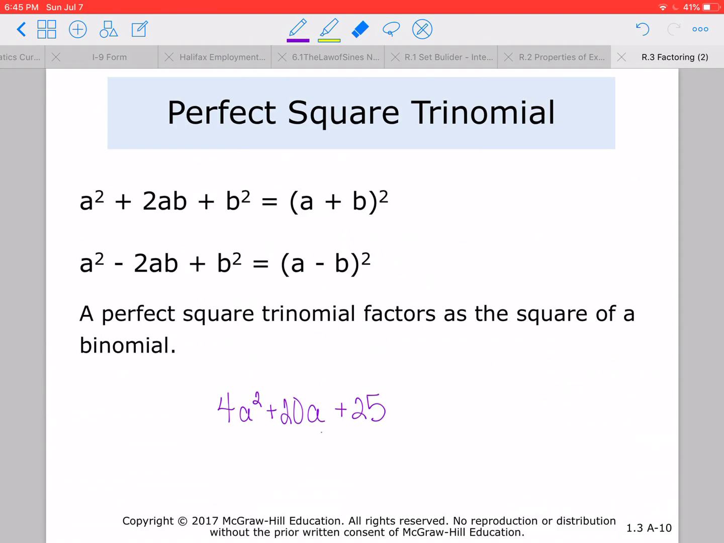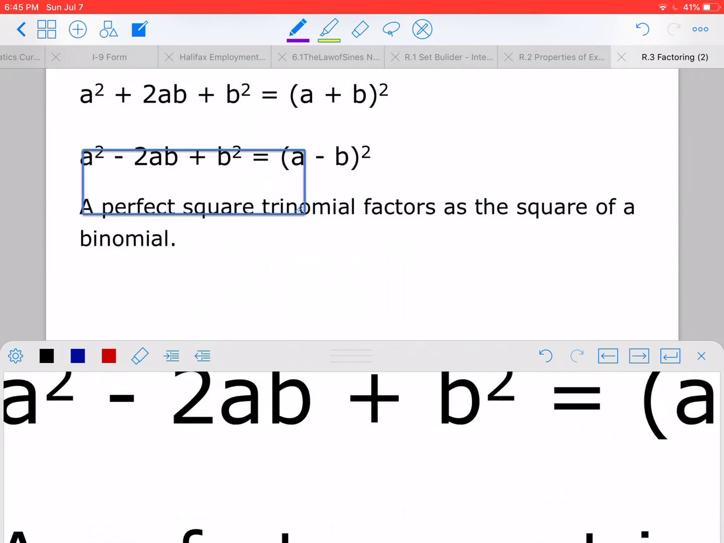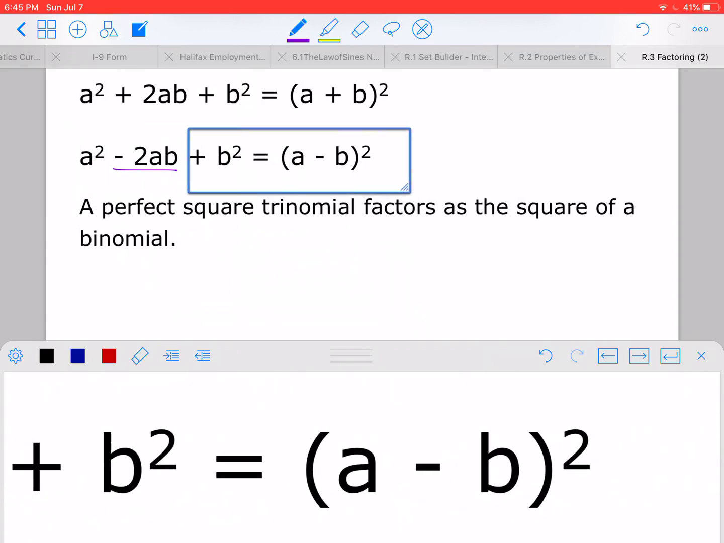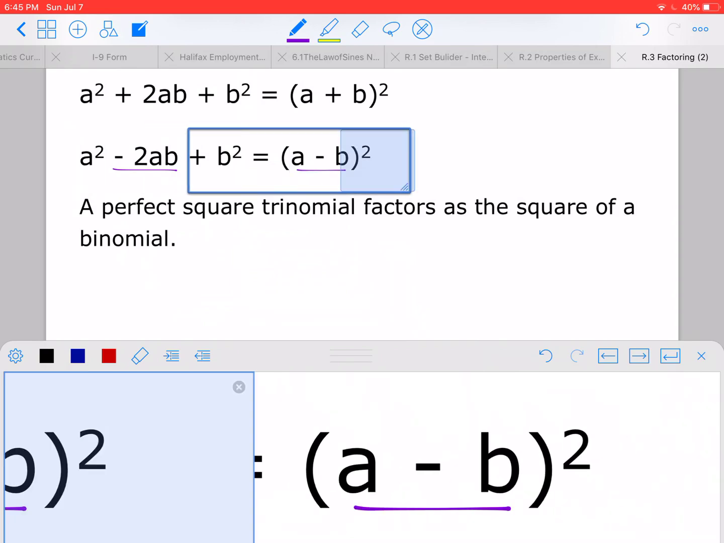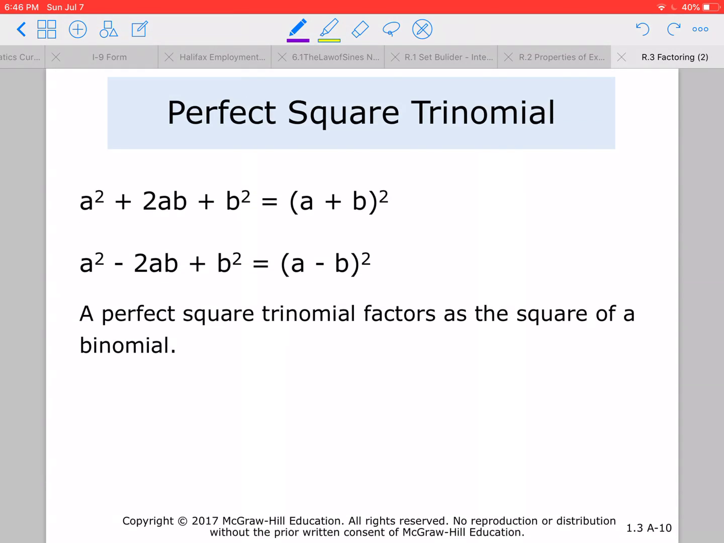And that also works with subtraction. If you're subtracting in the middle, the minus 2ab, then you end up with a binomial squared over here. The b squared still has to be positive.